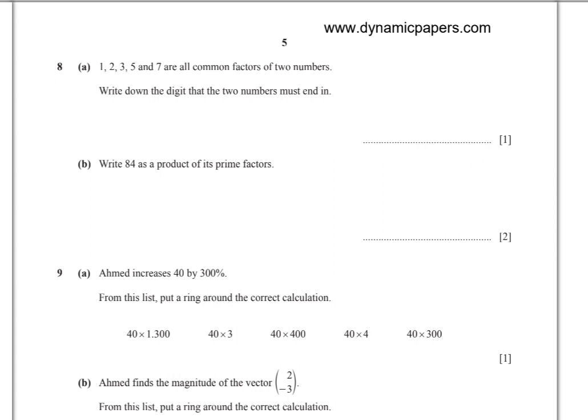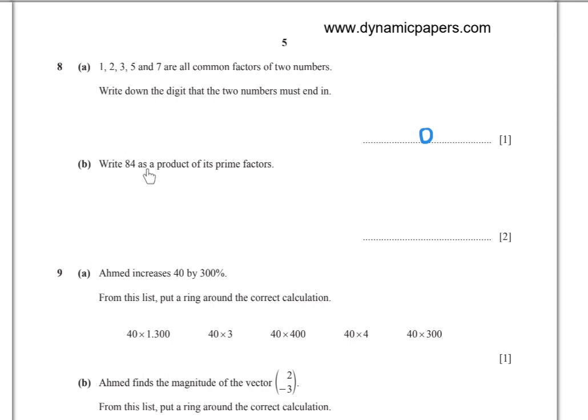Number 8a, 1, 2, 3, 5, and 7 are all common factors of two numbers. Write down the digit that the two numbers must end in. If the number is divisible by 2 and divisible by 5, so this number is divisible by 10, so it ends with 0.